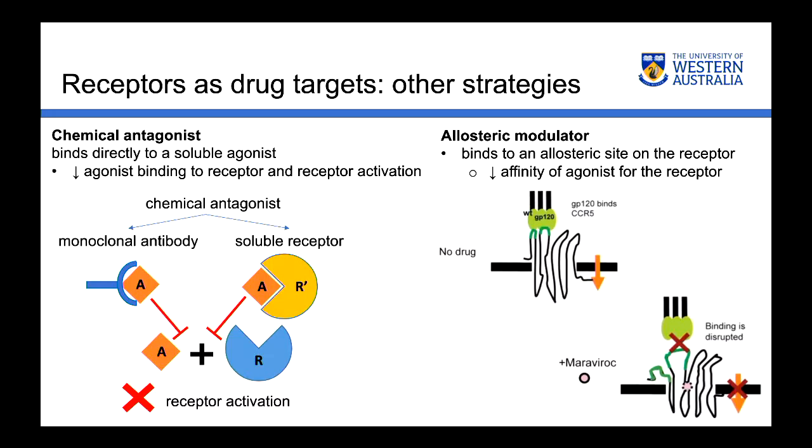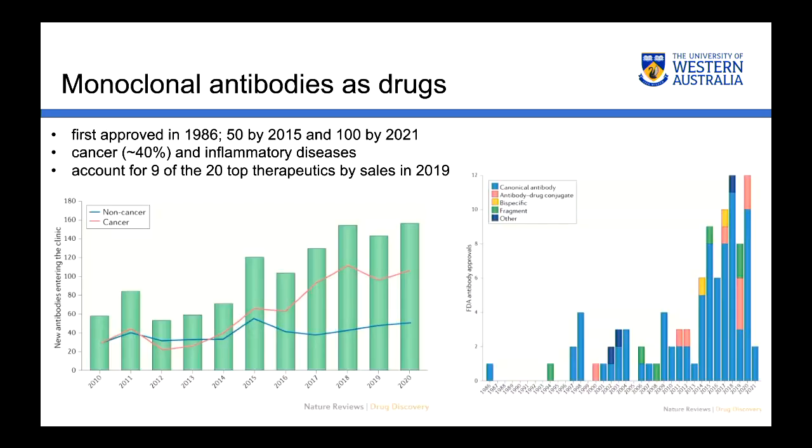So this is an example of how an allosteric modulator can be used to change, in this case, the affinity of the agonist, which essentially is GP120, for the receptor, in this case CCR5, not necessarily to inhibit the signal transduction, but to inhibit the interaction between HIV and the host cell. Now, I just mentioned monoclonal antibody as a way to bind to the endogenous agonist, so as to inhibit agonist receptor binding and therefore receptor activation.